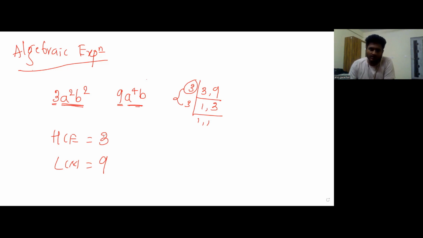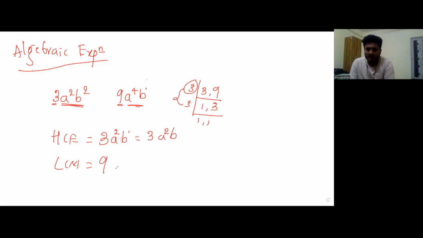For HCF, we'll select the common terms. What are the common terms? A and B, yes or no? Then we have to select the lowest power of A. What is the lowest power of A? 2. What is the lowest power of B? B raised to 1. 1 is smaller than 2. So your HCF will be 3a square b.